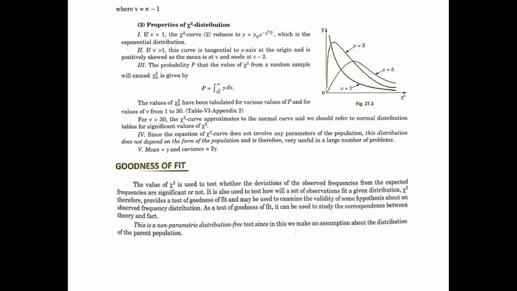As a test of goodness of fit, it can be used to study the correspondence between theory and fact. This chi-square is a non-parametric test, since in this we make no assumption about the distribution of the parent population.